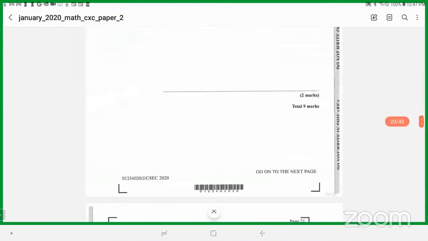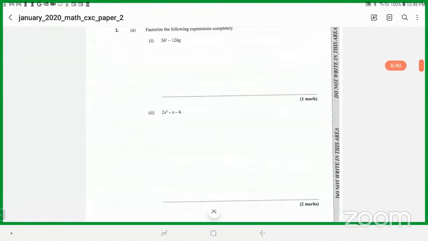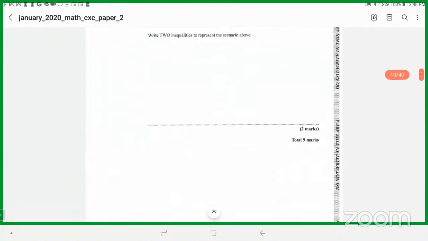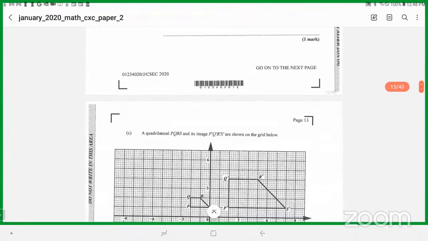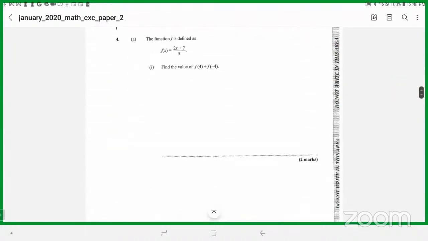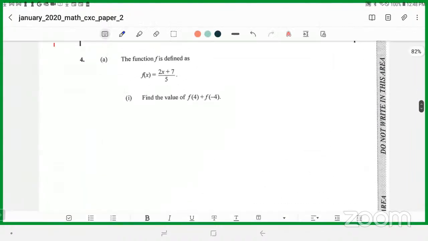So it's number 4 on this paper, January 2020. Number 4. All right. This is a nice good function to finish off today's session. Guys, they give us just one function. They want f of 4 plus f of minus 4.